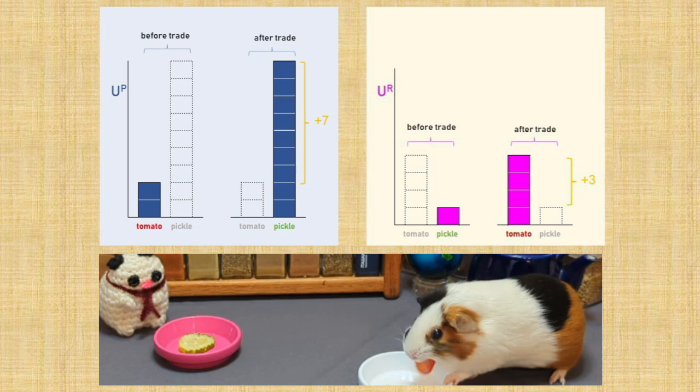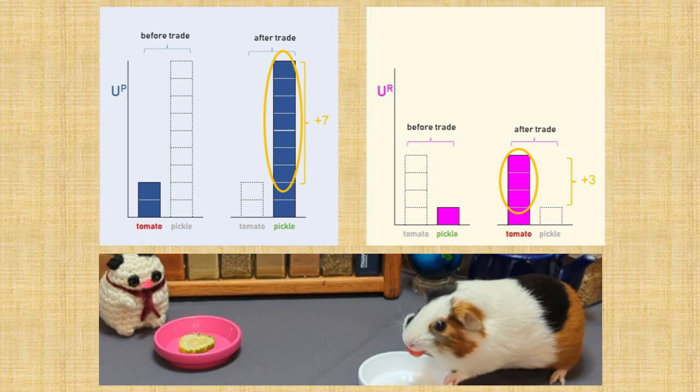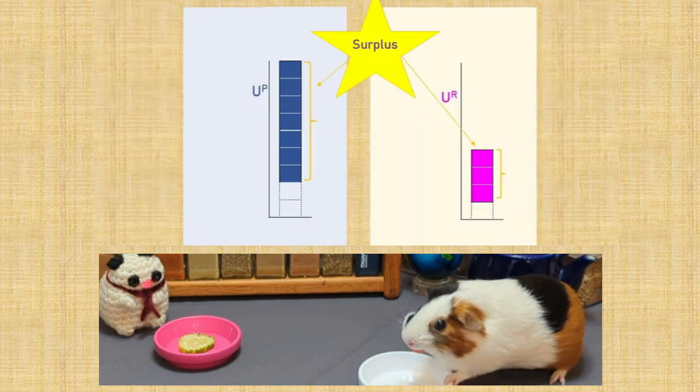But what makes this trade a little magical is that some of these utils did not exist before the trade happened. The trade created them. We call these extra utils the surplus.